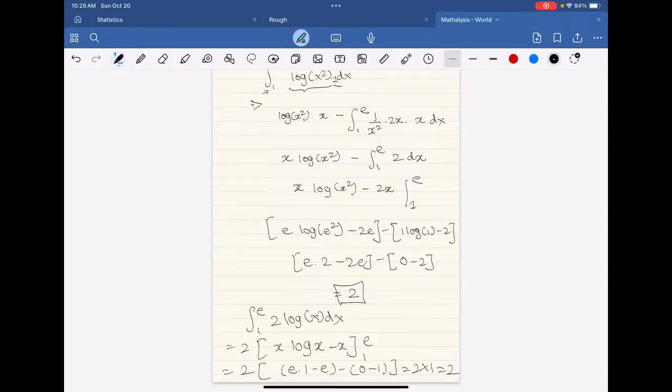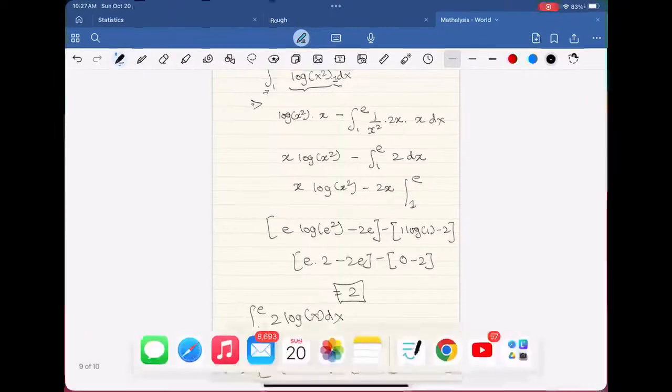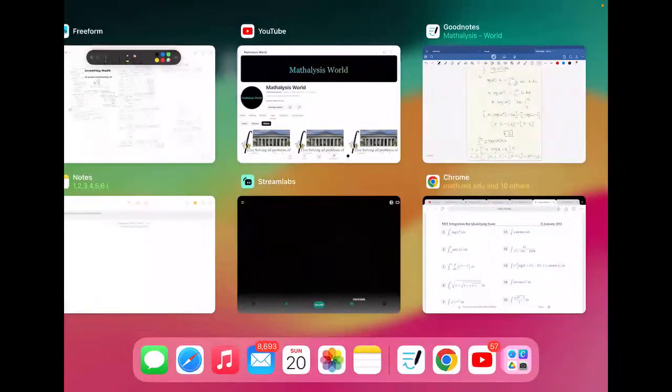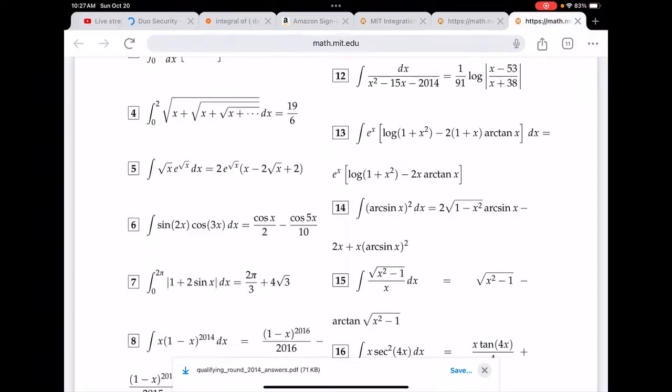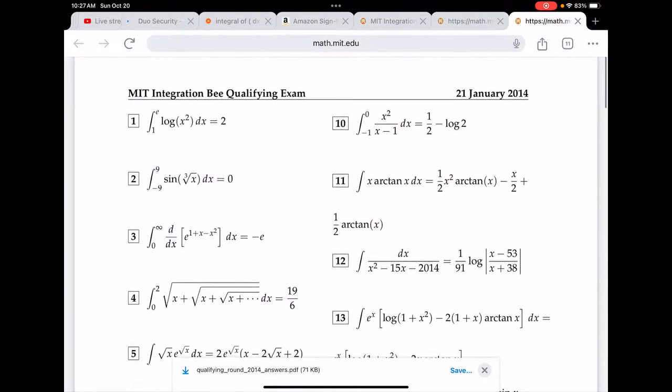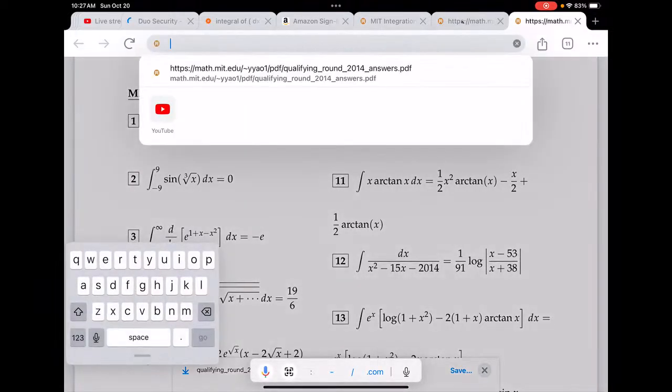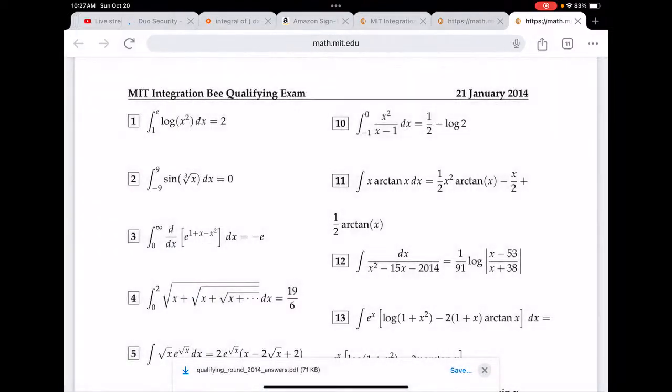Did you get the same answer like Hera? I think you got the same answer, right? I'm sorry if I pronounced your name wrong. Yeah, I think this is what you also get. But we also have the answer key, so there's no need to worry if we are right or wrong. Over here the answer is 2. So are we able to do this integral? This one is easy, I guess. How did you find this one?